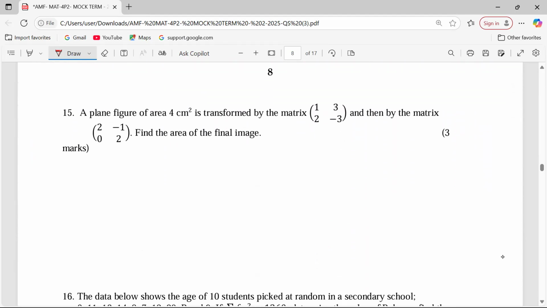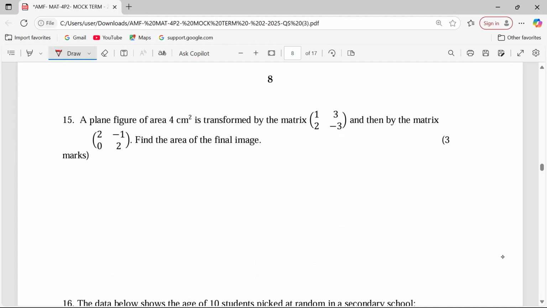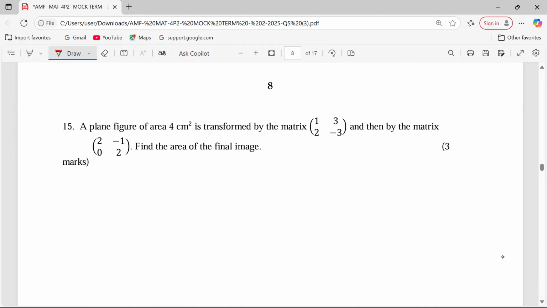Now number 15, a very good question from transformations and matrices. A plane figure of area 4 centimeters squared is transformed by a matrix which is [1, 3; 2, -3], and then by the matrix [2, -1; 0, 2]. Find the area of the final image.